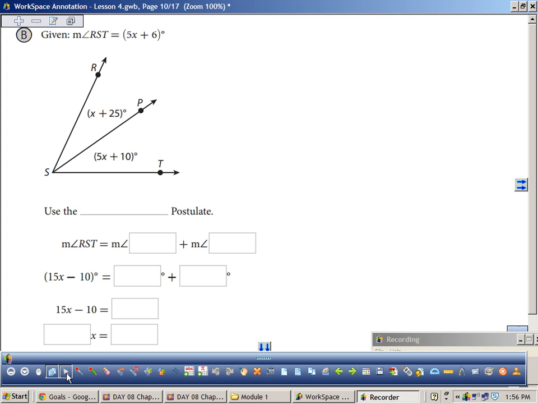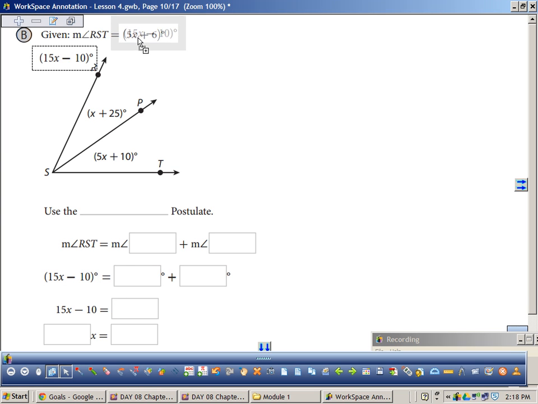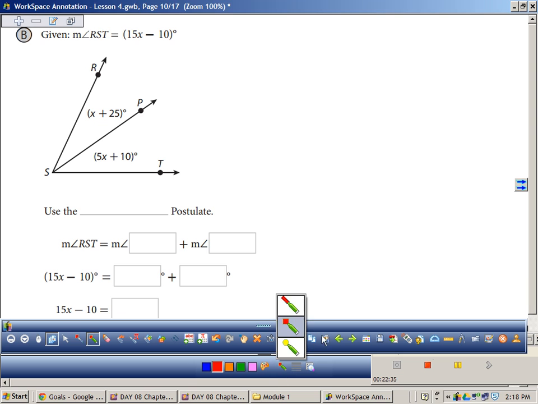Somebody found an error in the last class. They said, Mrs. Muller, it says 5x plus 15 up there, but in our book it says 15x minus 10. So the beauty of technology is that I can just copy it and just cover it. There, I'll fix.